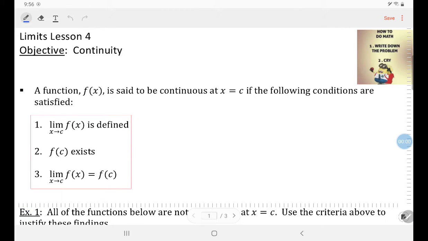Welcome everybody to a little bit of calculus here. We're going to talk today. The fourth lesson in this series is on continuity, and I want to clear the air about a couple of things.